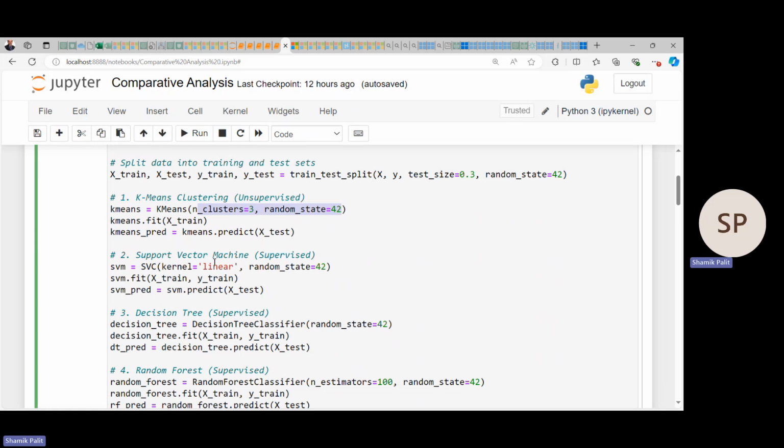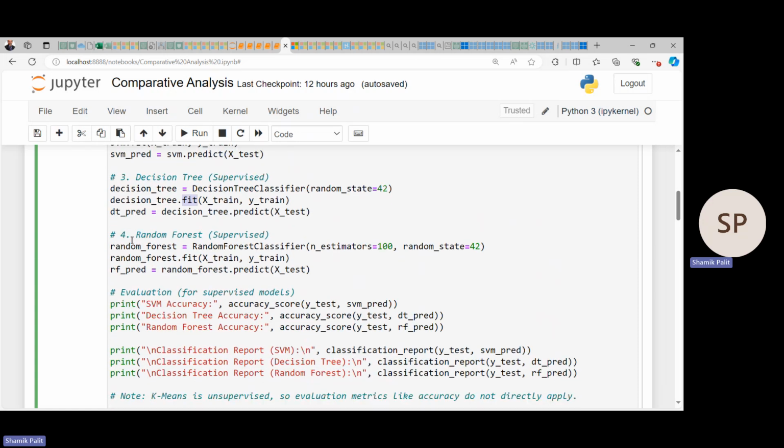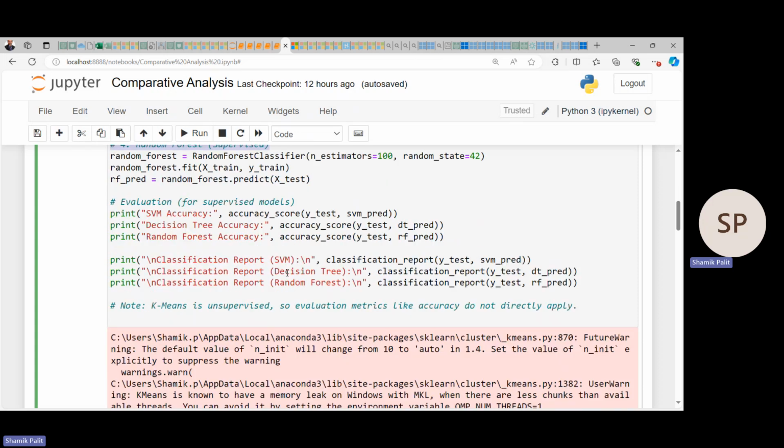Followed by that, we have taken an SVM, where we have used a linear SVM with a random state. And again, we have incorporated the fit method in almost every algorithm over here, followed by the predict method. Coming to the decision tree, we have done it in the same way. We have taken the decision tree classifier, and ultimately we have called the fit function over here, as you can see. And based on that, we are doing the prediction. Similarly, the same strategy has been applied for the random forest.